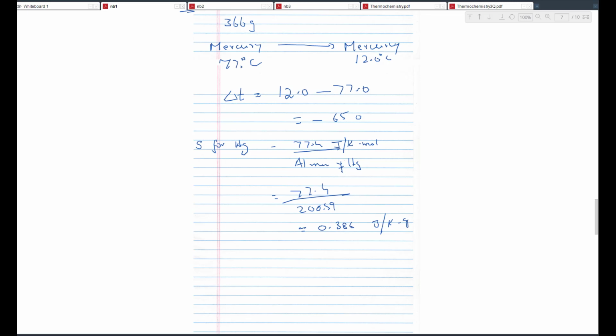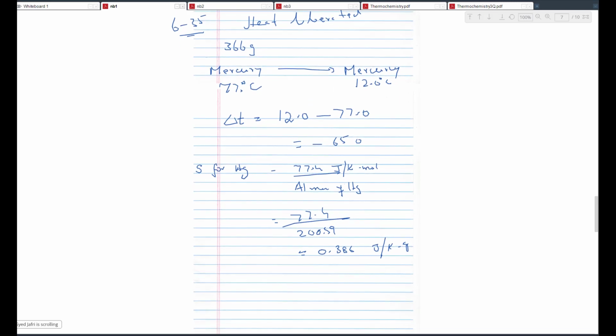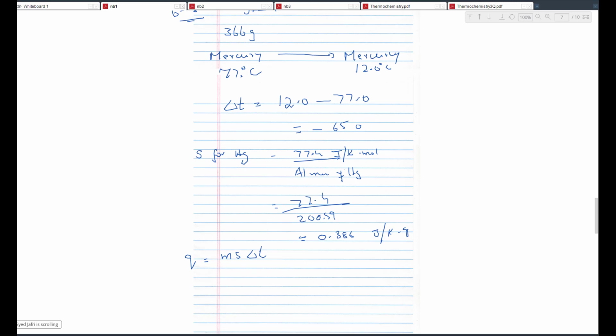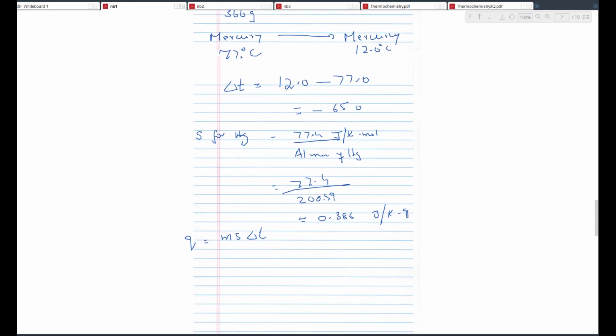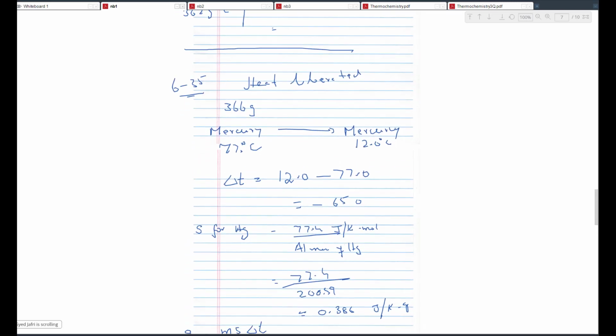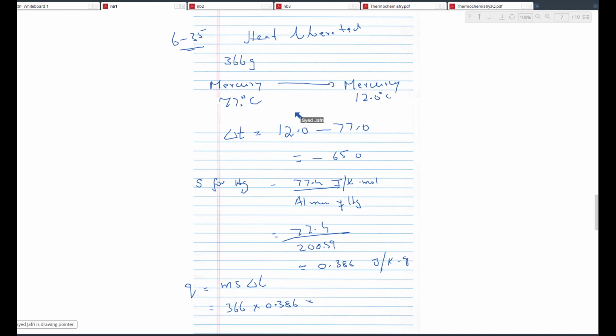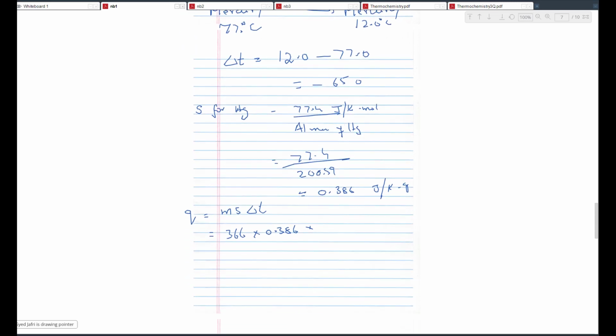I'm going to use how much they gave us, 366 grams of mercury. So I am writing Q is equal to m s delta T. Now Q, sorry, they are asking Q. M we have, 366. Okay, so I am writing 366. The S we already calculated, 0.386. And delta T is the temperature difference, 12 degrees minus 77. So I'm getting minus 65.